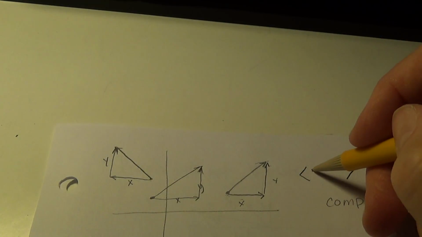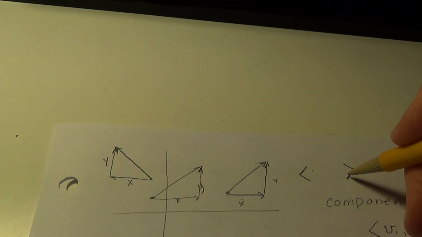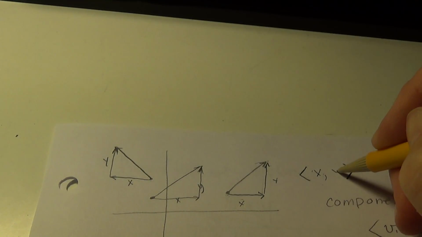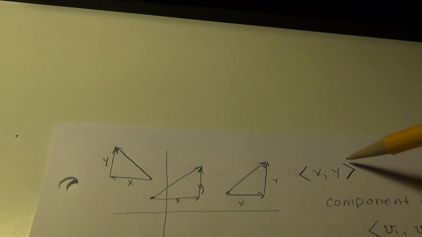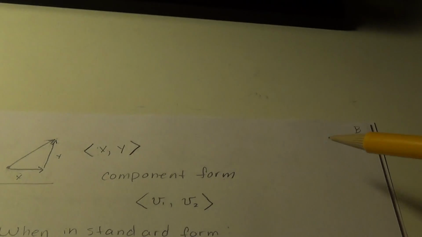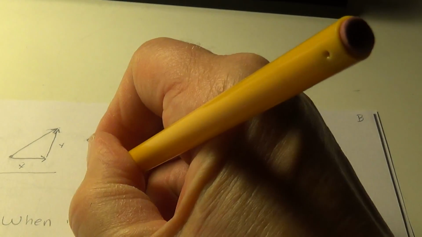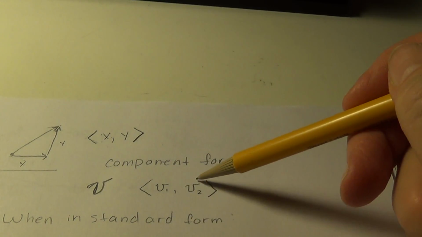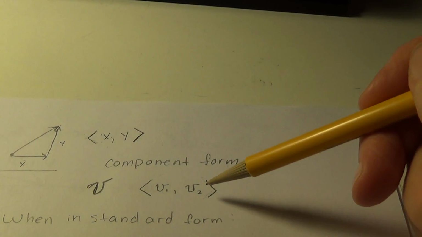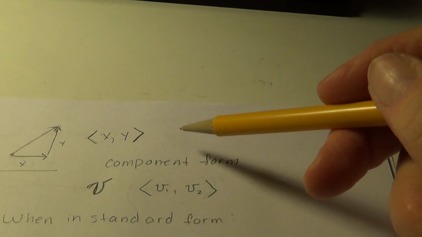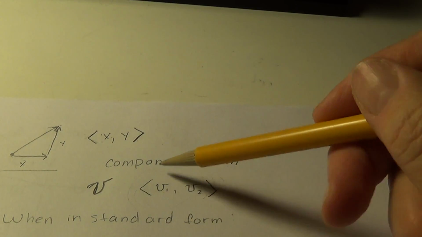We can say that we use these pointy parentheses, and we go the x component and then the y component. So as soon as you see the pointy parentheses, then you know that we're talking about the components. So if we have a vector v, that's my emboldened v, its components are v1, comma, v2 in the pointy parentheses. This way of writing component form is very common, and I want you to recognize it.